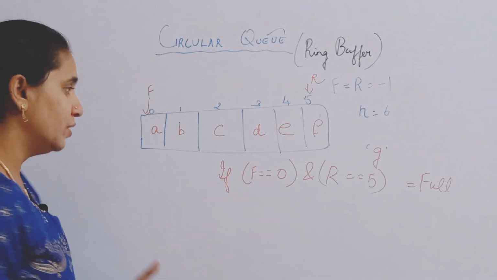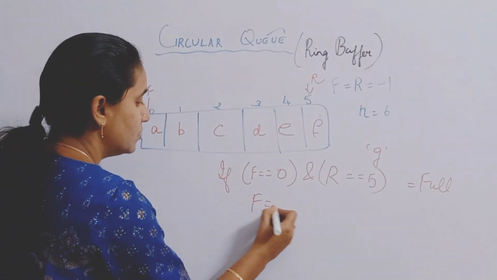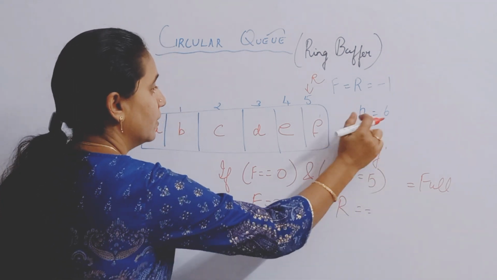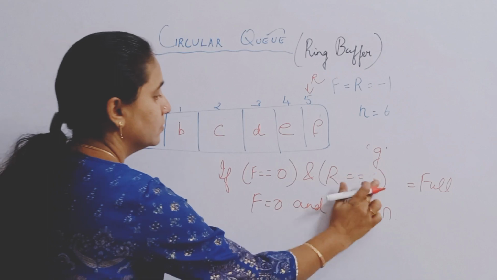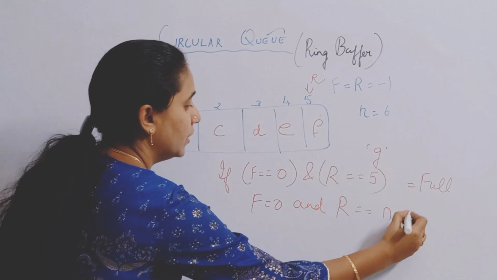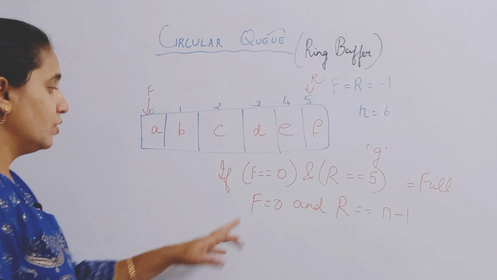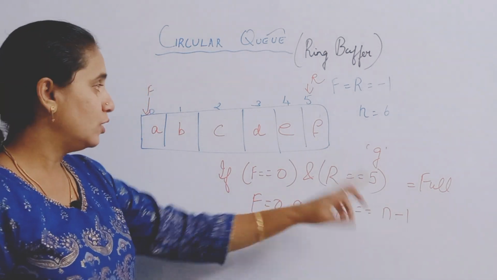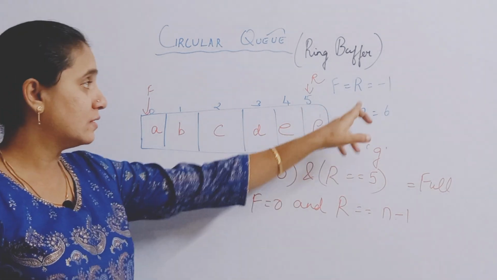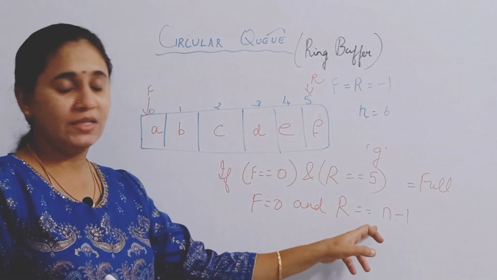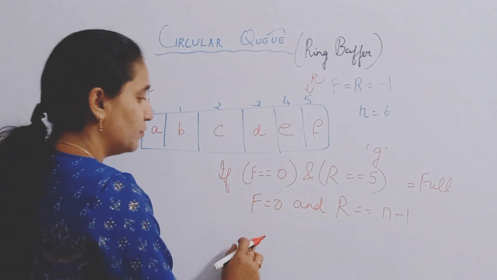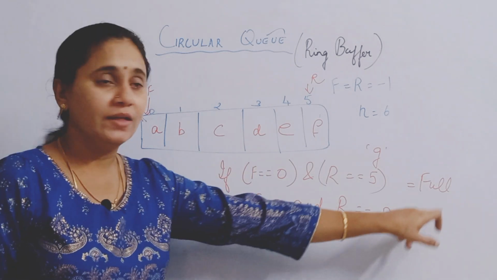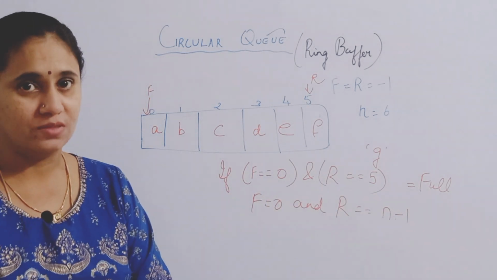So please make a note of it. I can write it as F is equal to 0 and R is equal to N minus 1. What is the N value? N value is 6. So 6 minus 1, I will get the answer as 5. So if F is equal to 0 and R is equal to N minus 1, we can tell that it is full. I cannot insert any more elements, right?